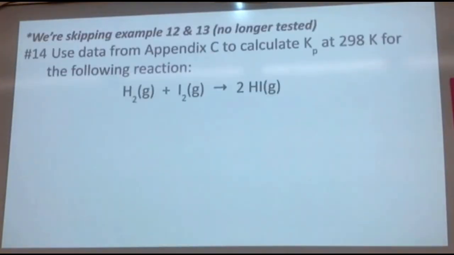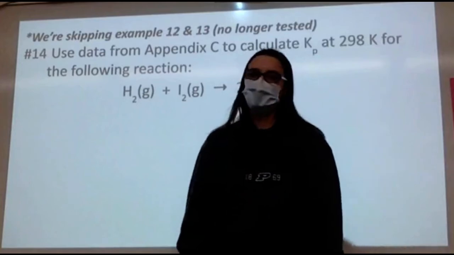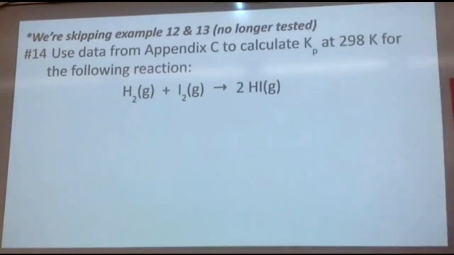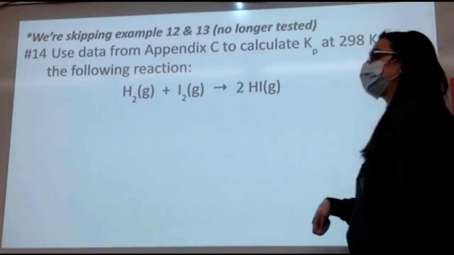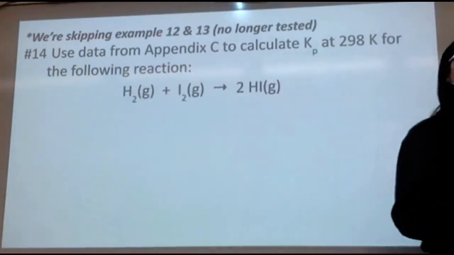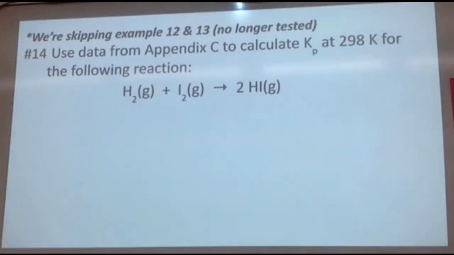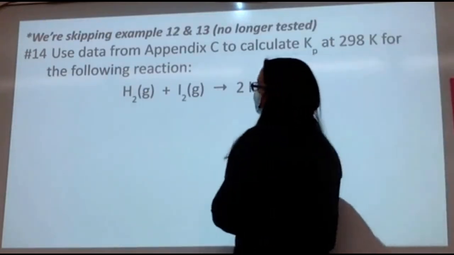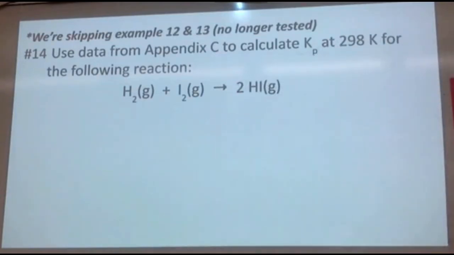And so what we're going to actually do is look at example 14. So in your notes, you have examples 12 and 13 as well. We are skipping them. If you want to put a big X through 12 and 13, go for it. But 12 and 13 related to Q, and that's no longer tested, so we're skipping them. Example 14, though, is definitely a question that we could see. Now, obviously, instead of using Appendix C, they would give us values to use, but this will let us practice using Appendix C a little bit more.